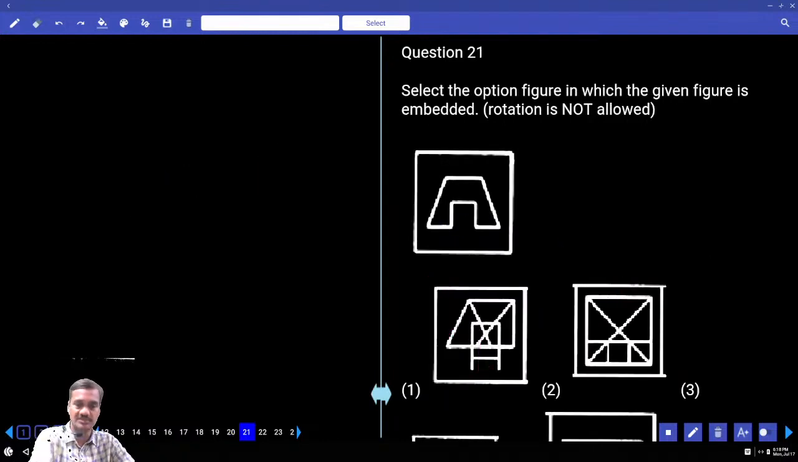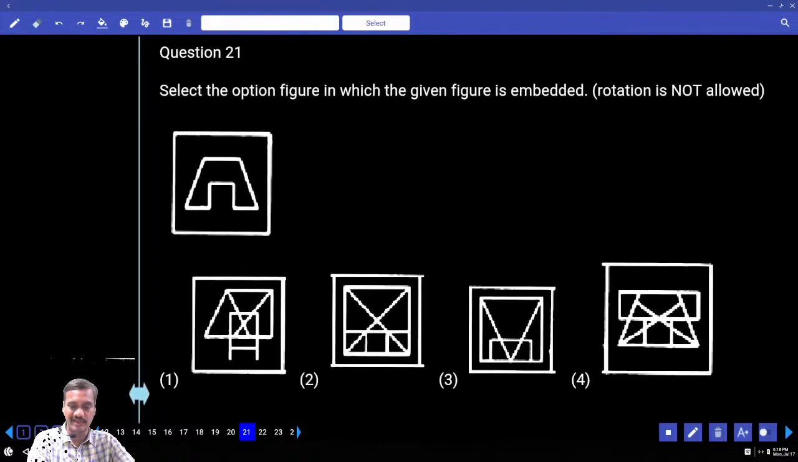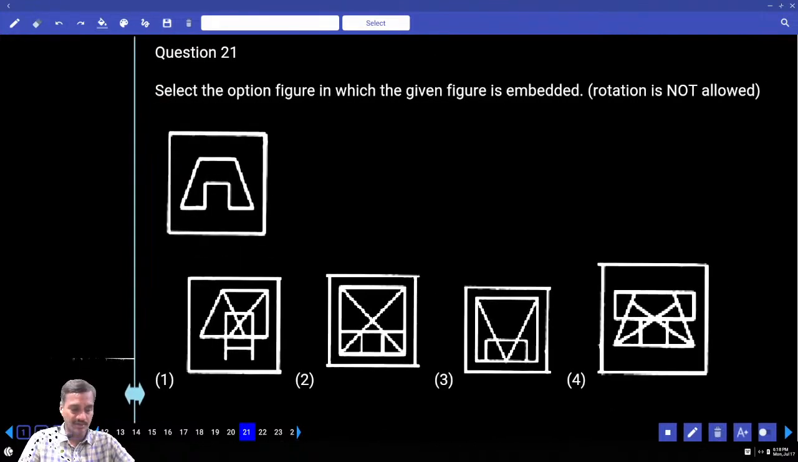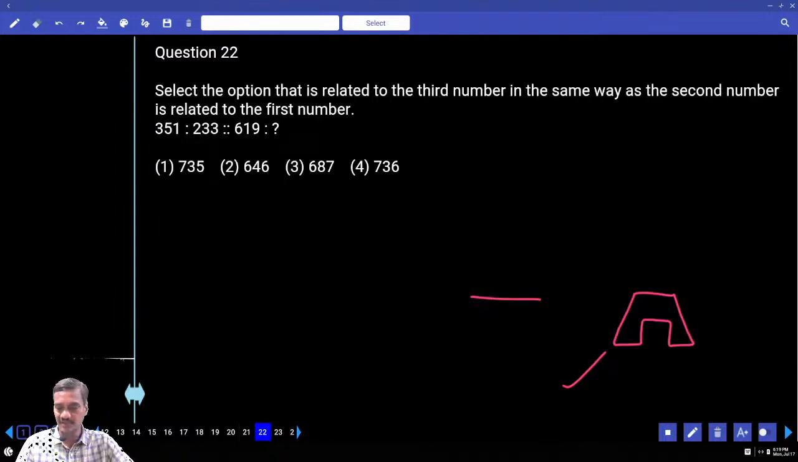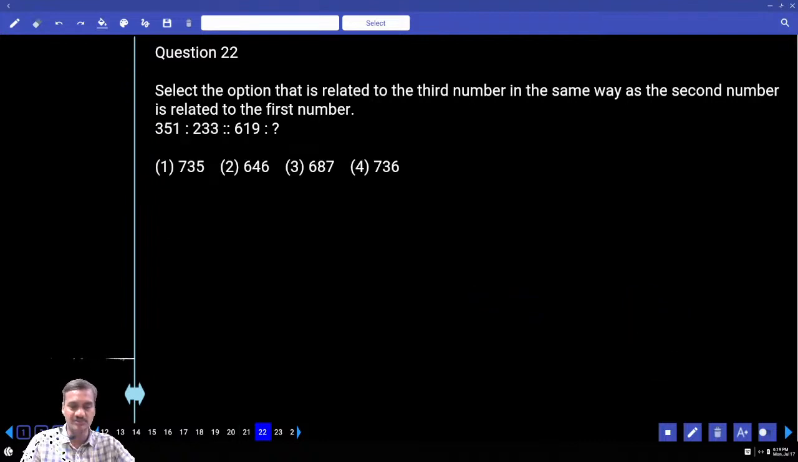Then 21st. Now we need to find out the embedded figure in this. Now tell me where we have found this embedded figure. Choice 1 is ruled out, and in 2 we are not able to find it. In 3, this is of the same size, and in the 4th one this is the figure we are talking about, isn't it? What is your answer? Choice 4 for 21.